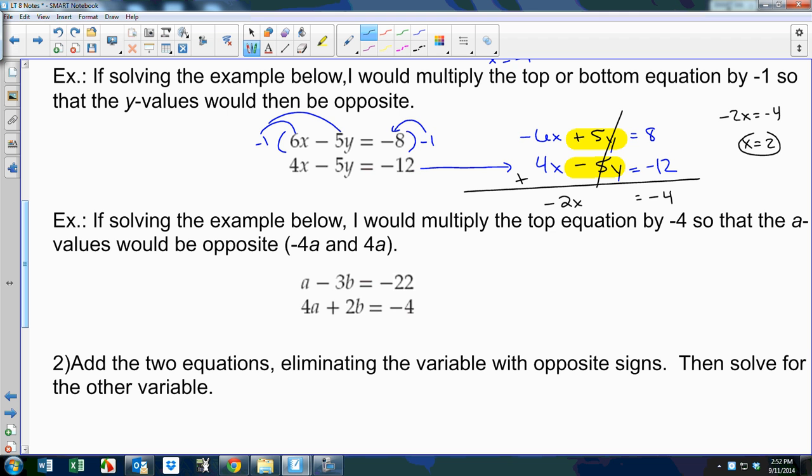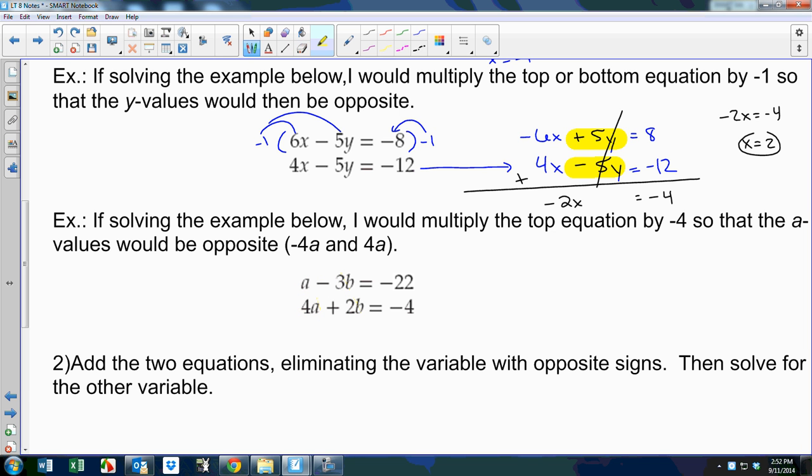If we had a situation like this, where I'm looking at a and 4a, they don't have the same number or opposite signs. Now I'm looking at the b's, negative 3b and positive 2b. They don't have the same number, or well, they already have opposite signs, but not the same number. So we're going to have to do a little work for step one.